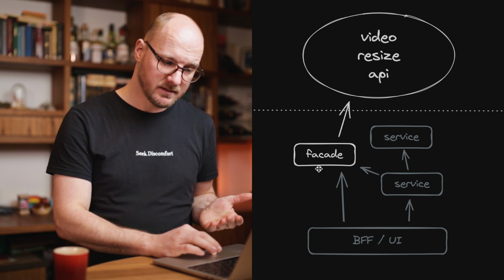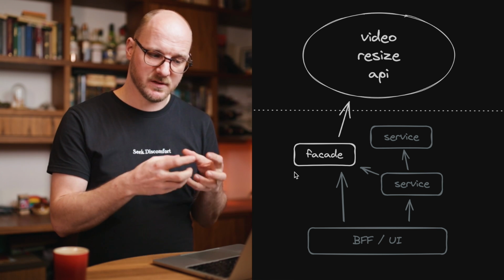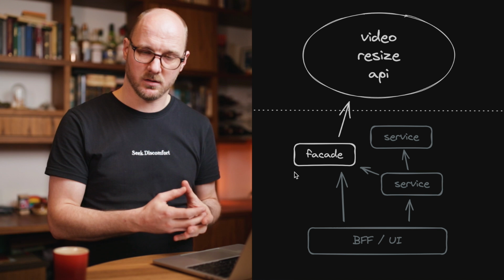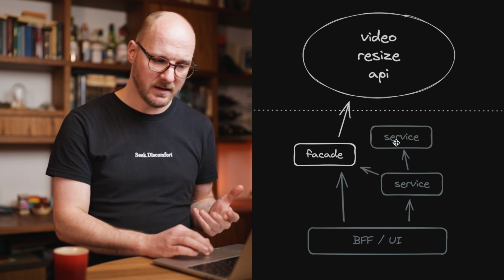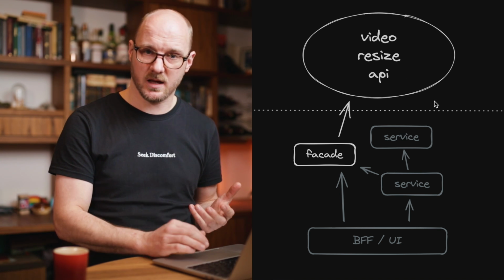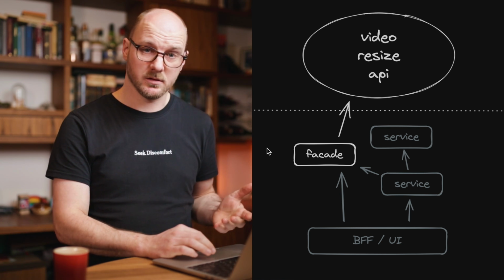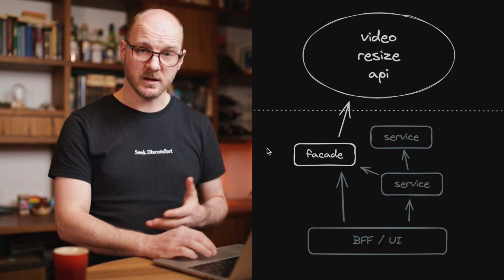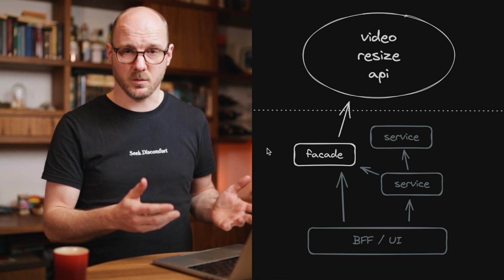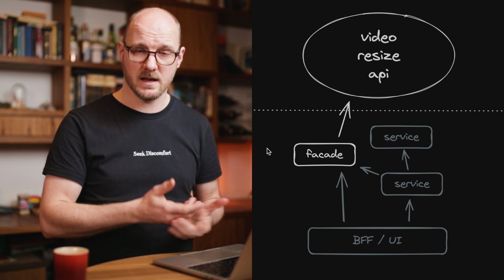If you would have this facade, then you would now need to only change the facade if you ever want to switch to another company. Your code is not depending on the video resize API. Your code is only depending on the facade. This change is then a lot easier and a lot cheaper. You're effectively sidestepping the vendor lock-in to some extent, because it has a cost to add this layer, of course.